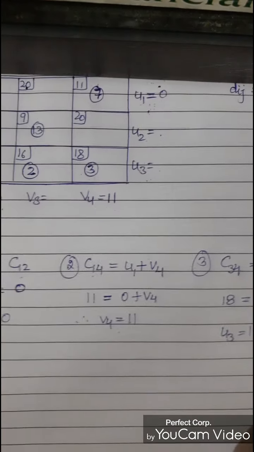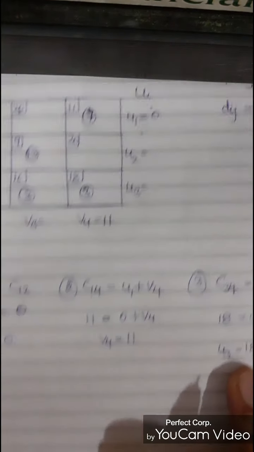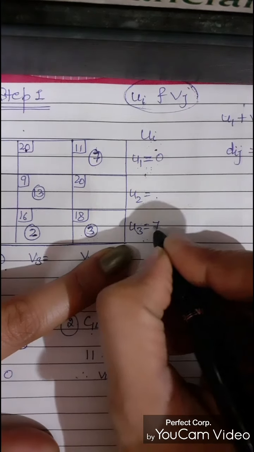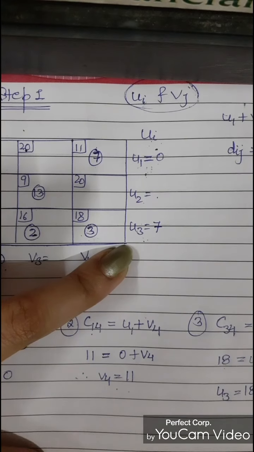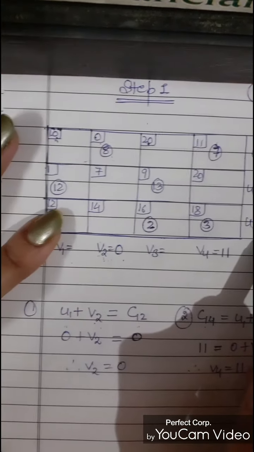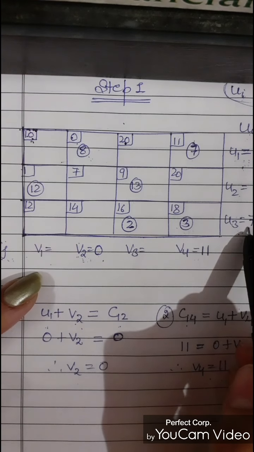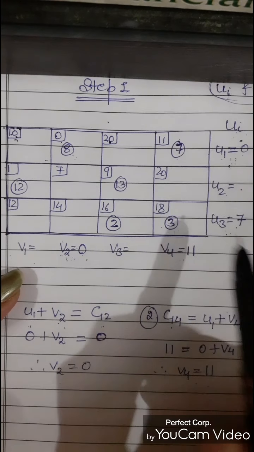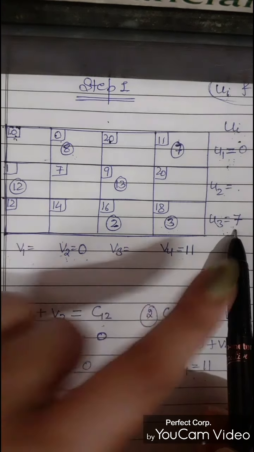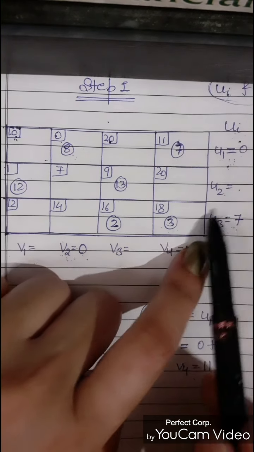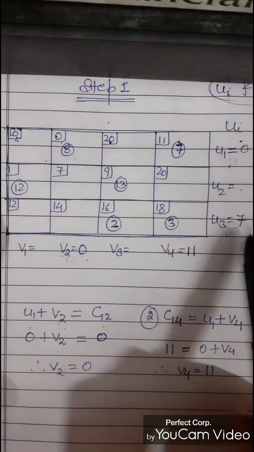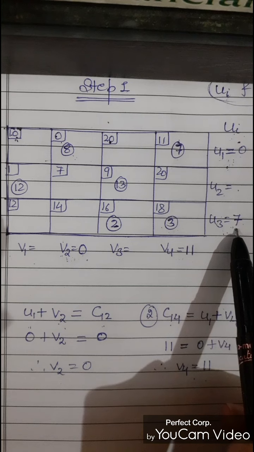Okay. Now we will put the value of U3 here in the table. I have mentioned the value of U3 as 7. Now with the help of U3, which other variable's value can I calculate? I have to check. I will use the same method, checking whether this value has any allocation in its respective row or column.